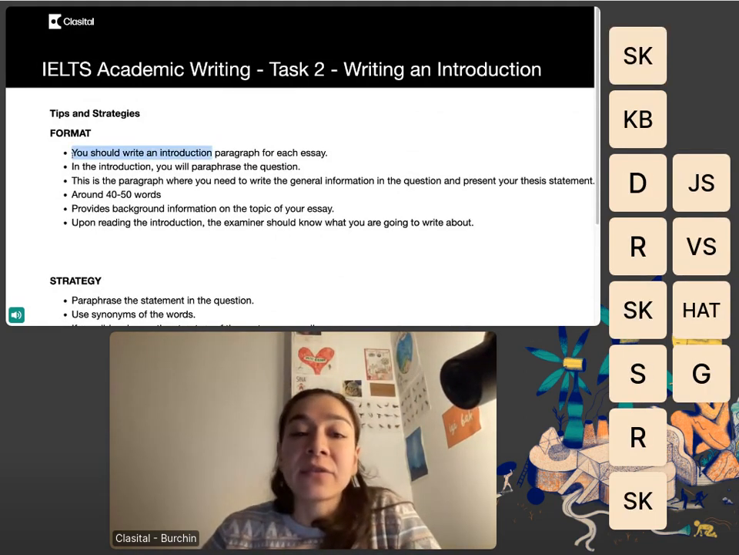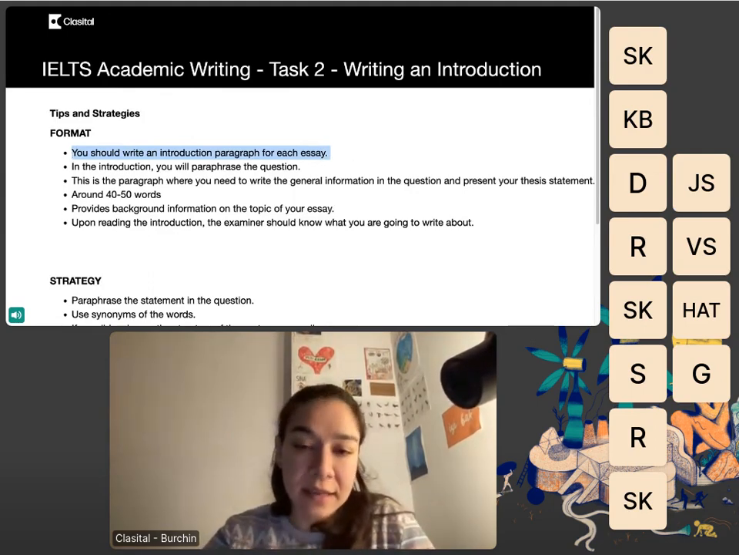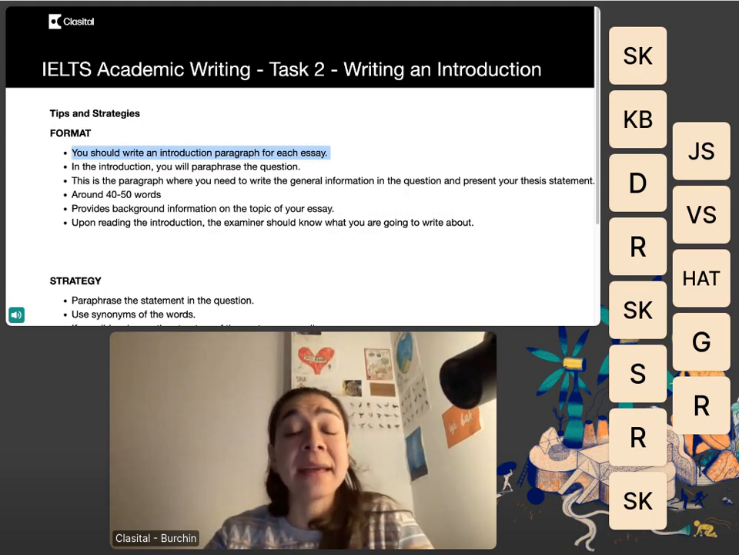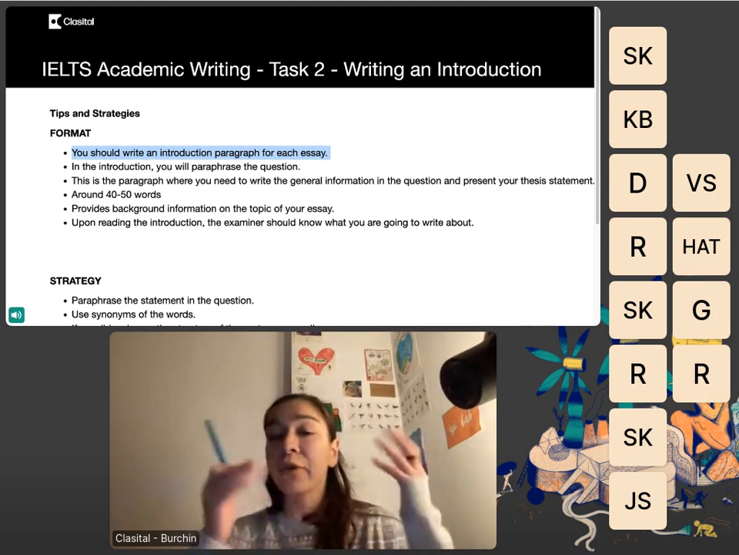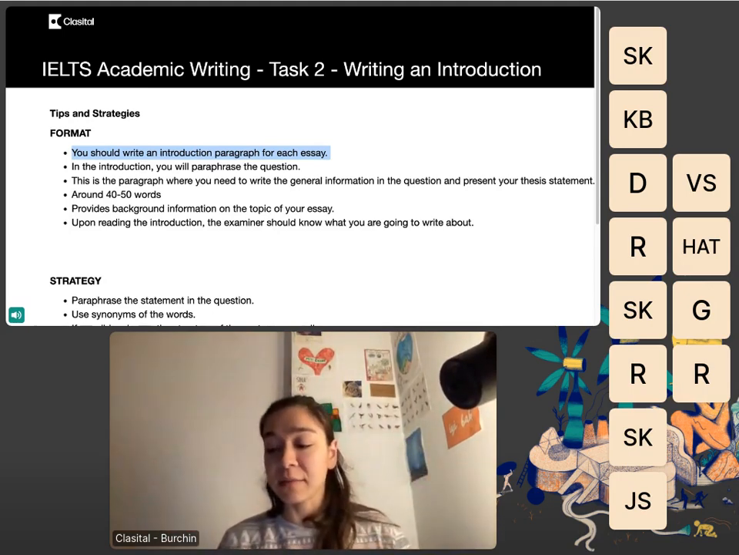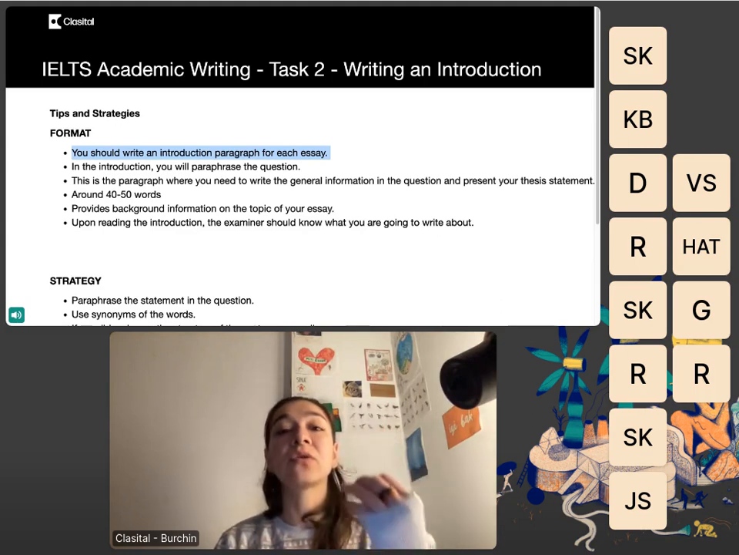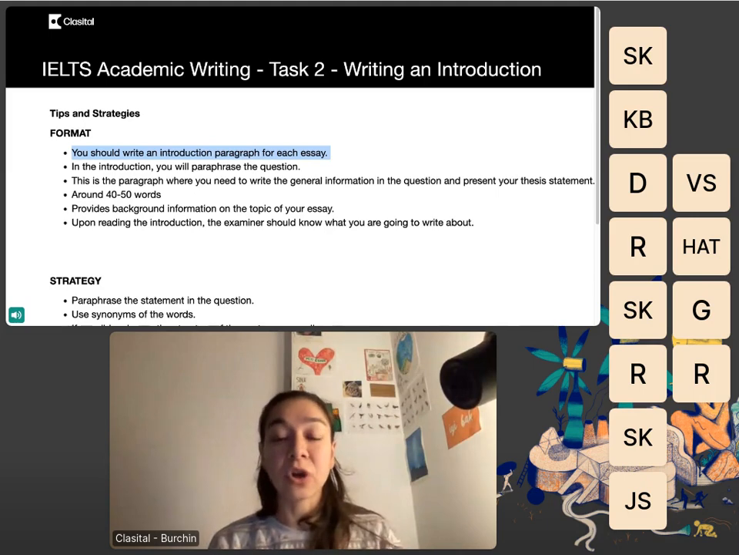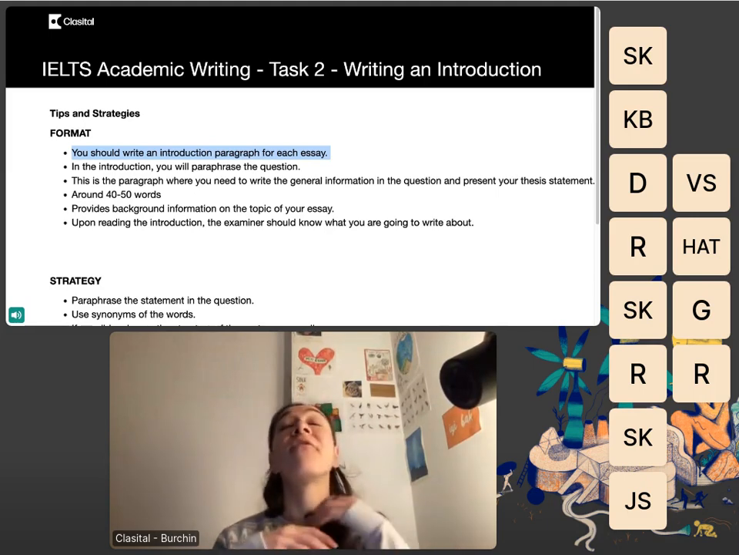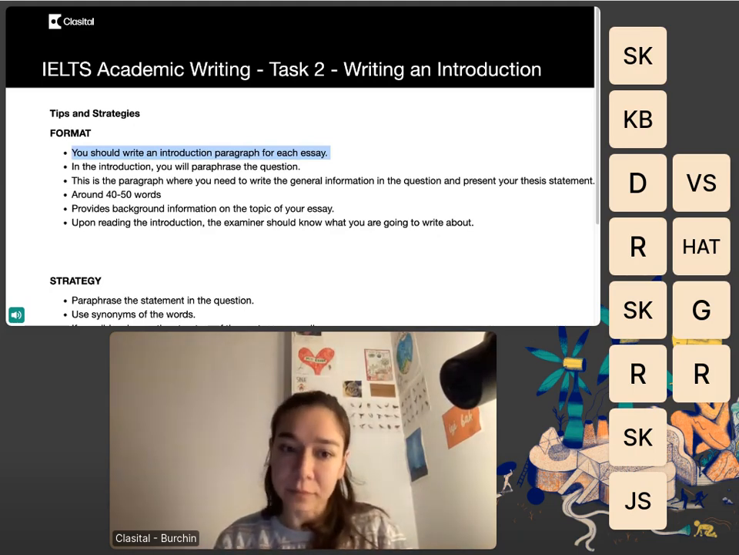You should write an introduction paragraph for each essay. This is the same for task 1 and task 2. In the introduction paragraph, you are telling the reader, the examiner who is going to read it, what you are going to write about, what the examiner will read about. So you are giving a very general explanation of what you are going to write about.